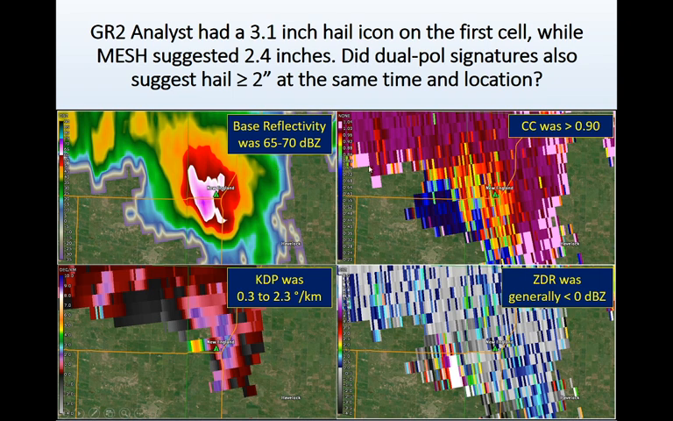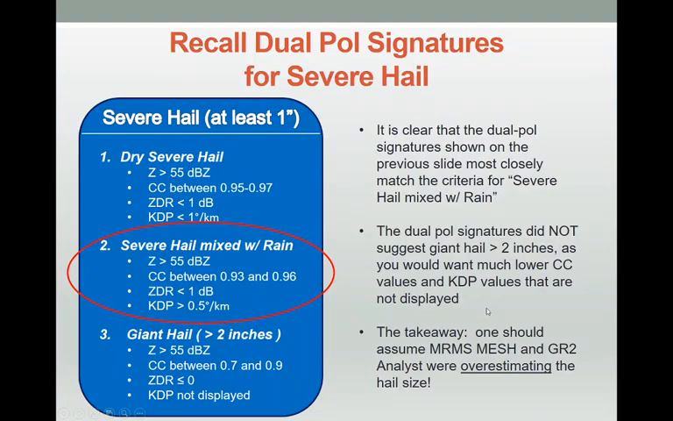So if you looked at dual pole signatures in addition to that, you would notice that giant hail does not look likely based off your dual pole characteristics, mainly because your CC values were rather high, generally above 0.9. We know for giant hail greater than 2 inches, like MESH was suggesting, we would generally want to see lower CC values. And then our KDP values in general were pretty low, where the hail core was around 0 to a little over 2 degrees per kilometer. And ZDR values were low too, generally less than 0.